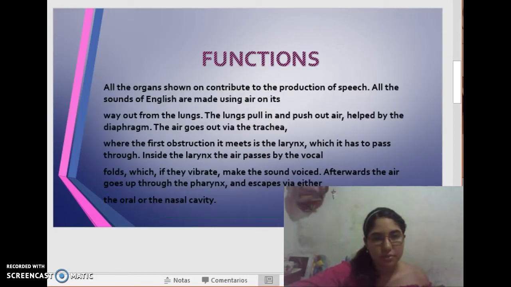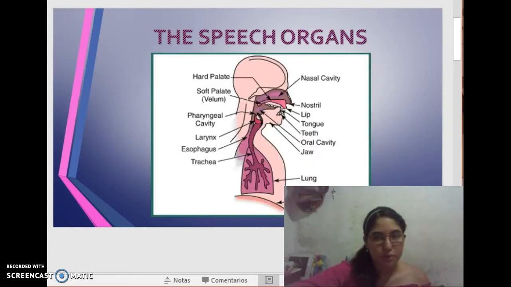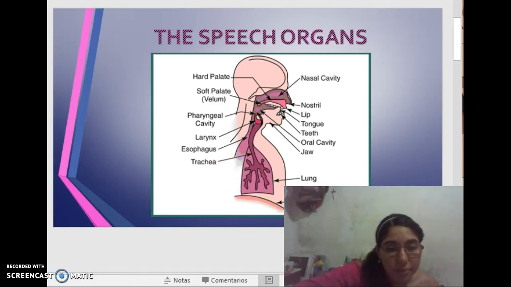Functions. All the organs shown contribute to the production of speech. All the sounds in English are made using air on its way out from the lungs. The lungs push out air, held by the diaphragm.